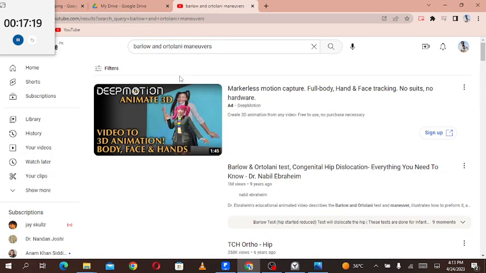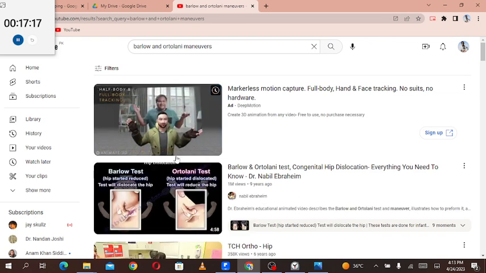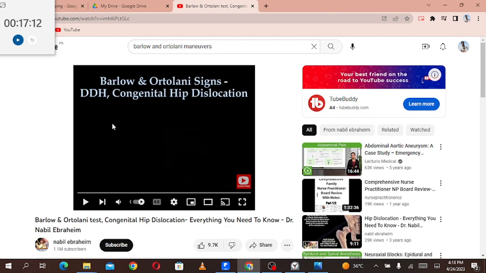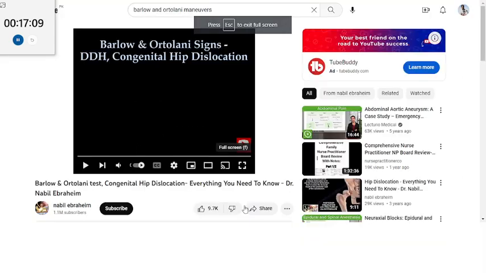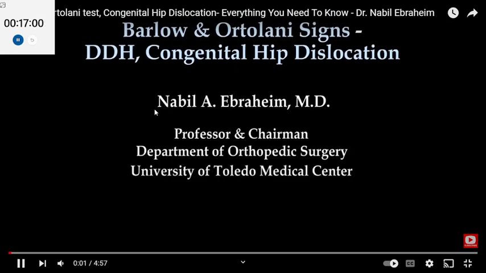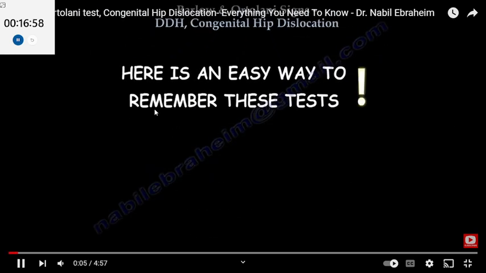Okay, let's see if we get some small video for that. Here's one. Give me a second. So there we have a video in which they are explaining both the signs, like the Barlow and Ortolani signs, and the other two, the Trendelenburg sign and the Galeazzi sign, they gave a hint of that as well. So let's see this video.